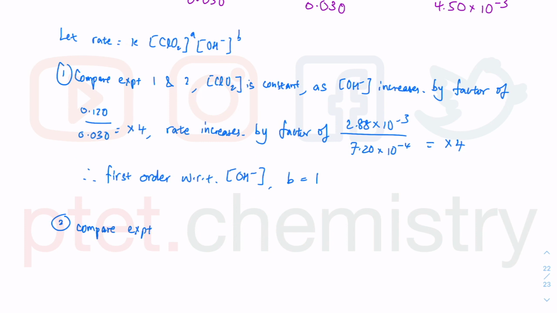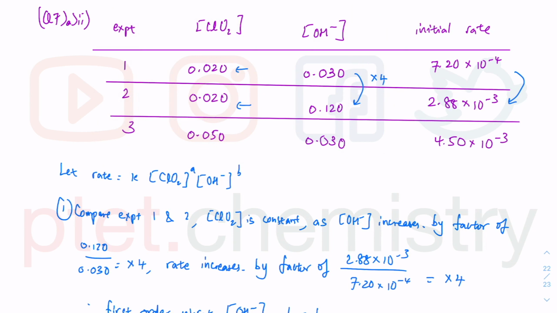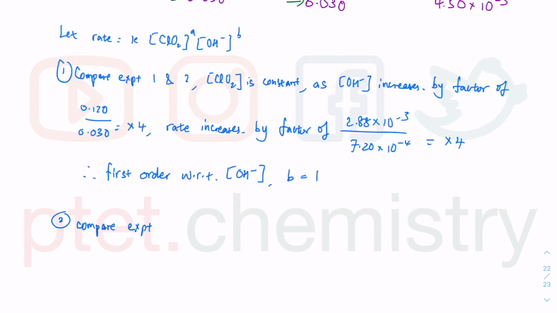Just now I saw that, was it, let me see. So 0.30 in green and 0.030. So I'm going to go from 1 and 3. As the ClO2 concentration increases, when the OH minus concentration is constant, the rate again changes. So meaning it cannot be 0 order. So compare experiment 1 and 3.